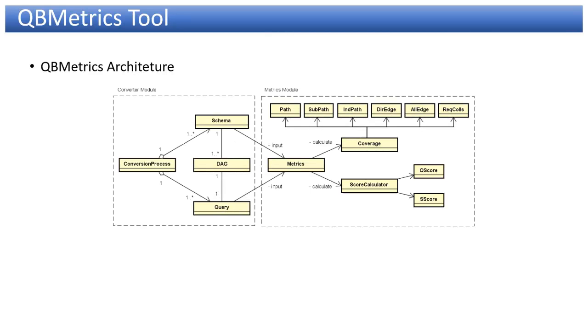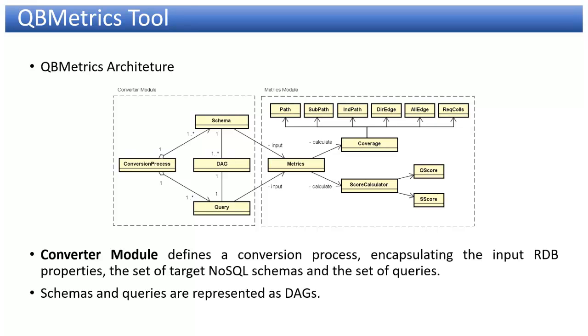Now I will introduce the QBMetrics tool. QBMetrics architecture. The picture below shows the architecture of the tool. The architecture is composed of converter and metrics modules. The converter module defines a conversion process, as we can see in the picture, encapsulating the input RDB properties, the set of target NoSQL schemas, and the set of queries. Schemas and queries are represented as DAGs.